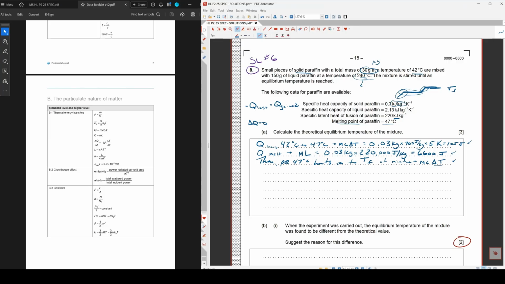So the Q lost is the energy lost by the 150 grams of liquid paraffin going from 240 Celsius to whatever final temperature. Okay, that's me trying to picture everything happening and tally up all the energy. So I'm going to do negative Q lost equals Q gained, which is how I like to do these.